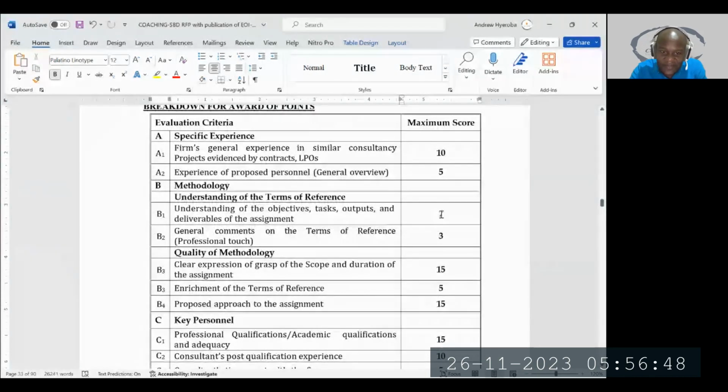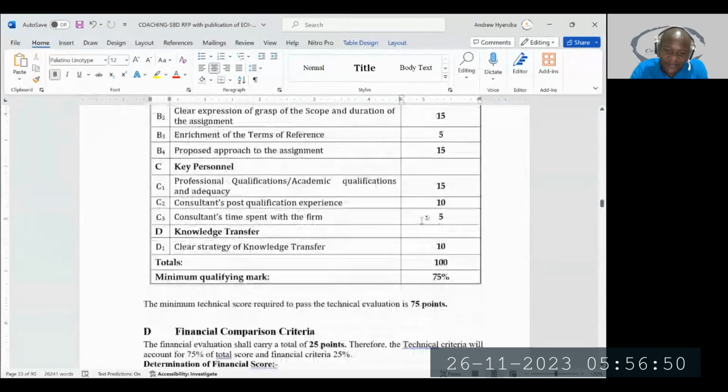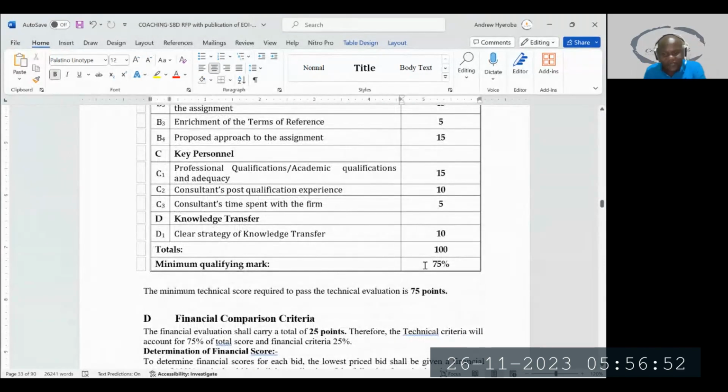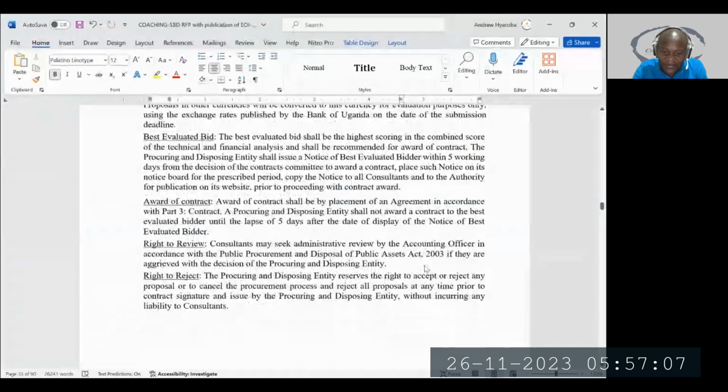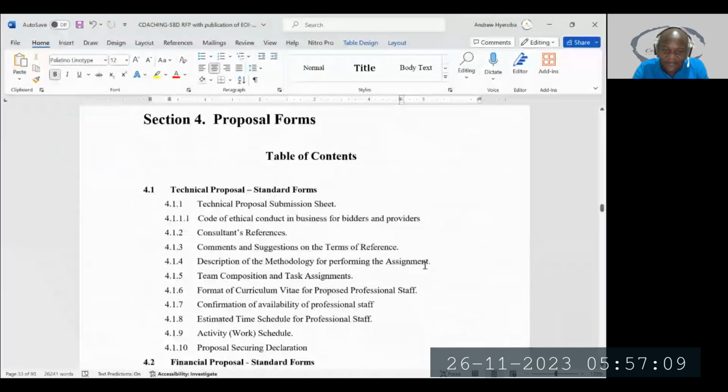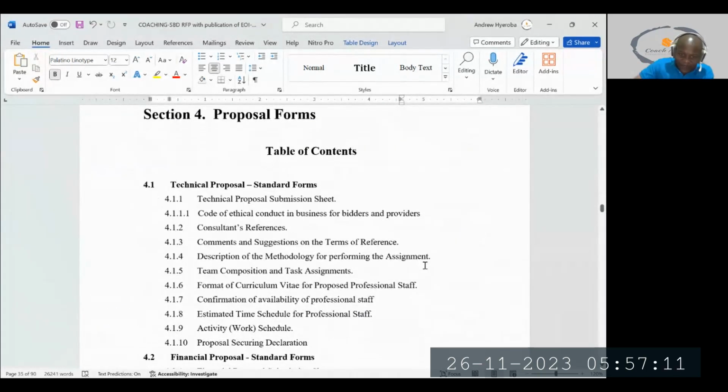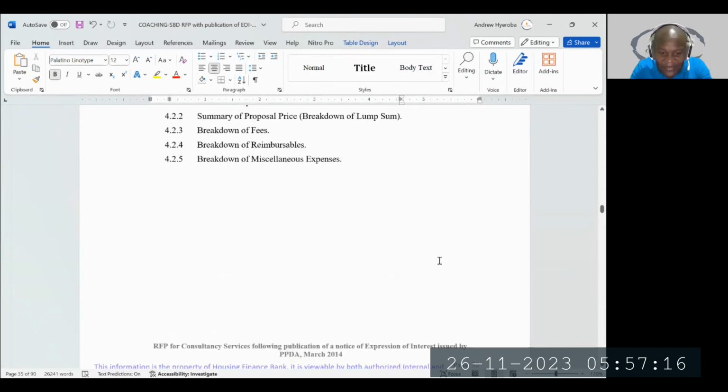So anyway, if you meet this, you'll get 75 points. The minimum qualifying mark is 75 points. If you get 75 points, you qualify for them to open your financial proposal. Okay, and then they compute. There's a formula here to show how you'll win, and then we now go into the forms. Okay, so now here is where the rubber hits the road.